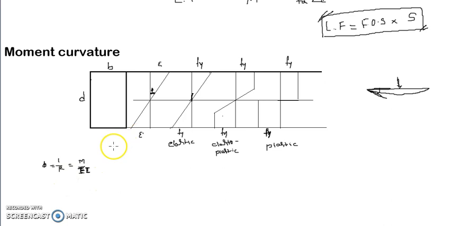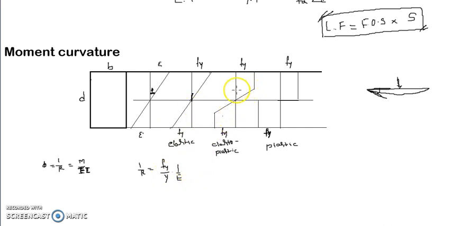So if I want to calculate the curvature, how do I calculate it? Taking 1 by r in some other form, it's actually f by y into 1 by E. This is the curvature. Here f is the yield stress, and y is the corresponding distance from the neutral axis.